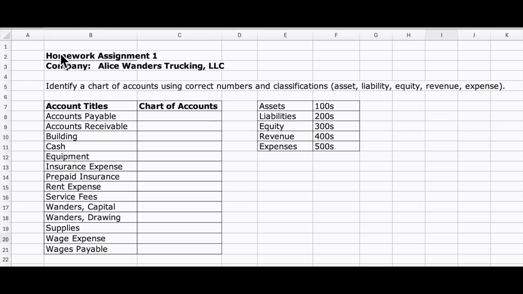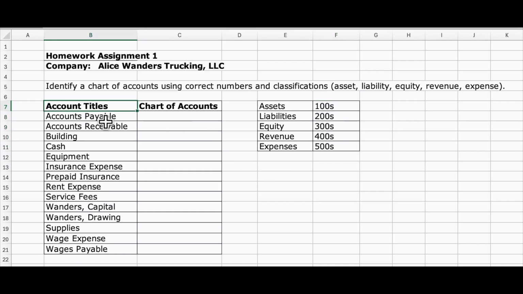All right, so let's start in on homework assignment number 1. The company name is Alice Wanders Trucking Company, and what we've been asked to do is to identify a chart of accounts using correct numbers and classifications for that chart. So the classifications we'll use are assets, liabilities, equity, which is owner's equity, revenue, and expenses. And the numbering system we'll use is a pretty normal numbering system, assets at hundreds, liabilities in the 200s, etc.